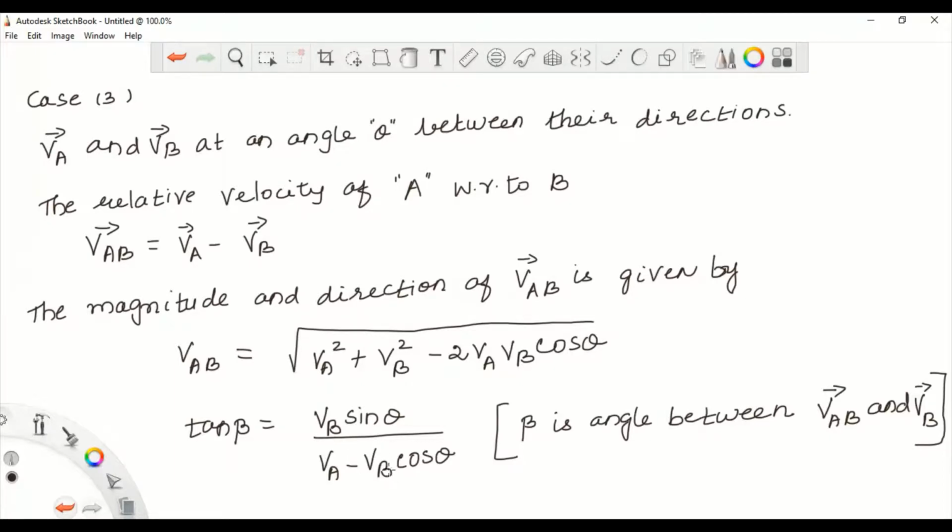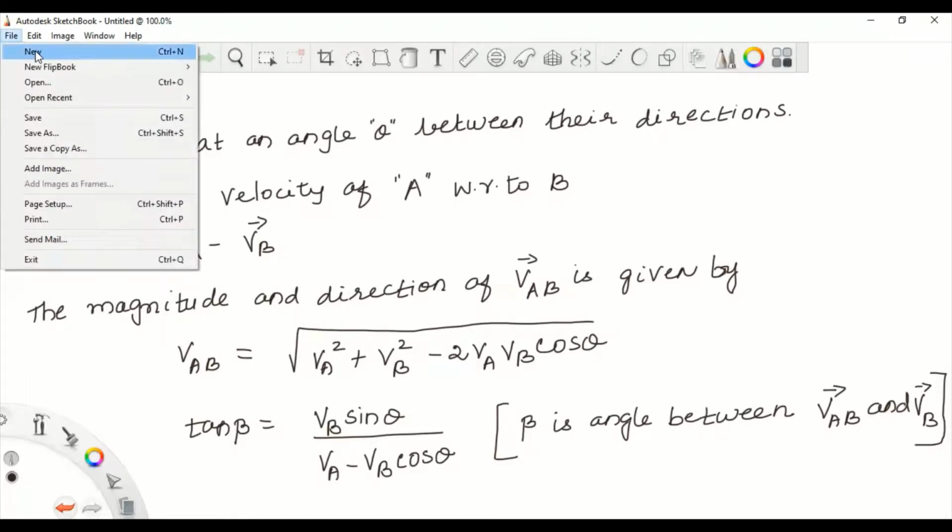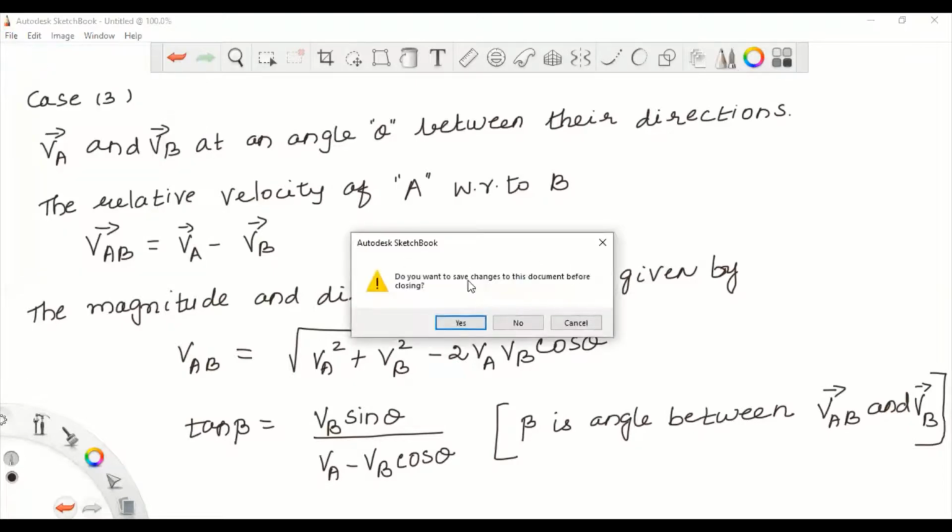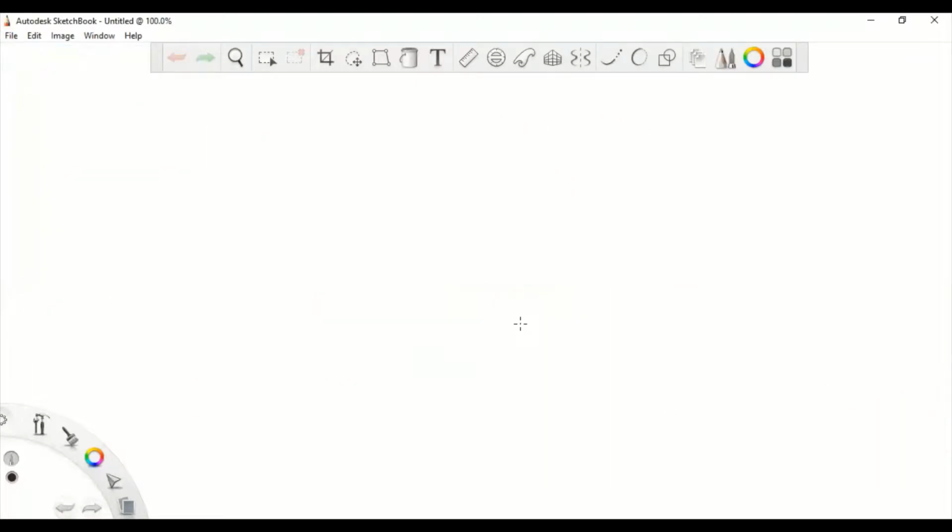And again here we have different special cases, children. When theta is equal to 0 and theta is equal to 180 degree, and if theta is equal to 90 degree, what will happen to the magnitude and direction? Let's see now. So under case 3, again you have 3 special cases, right? So now let us consider the special case under case 3.